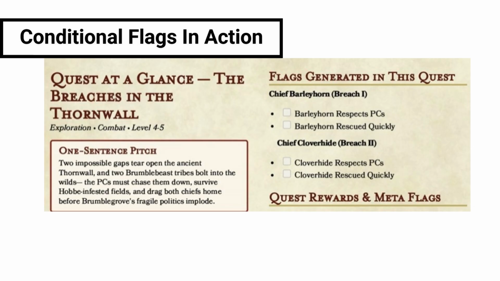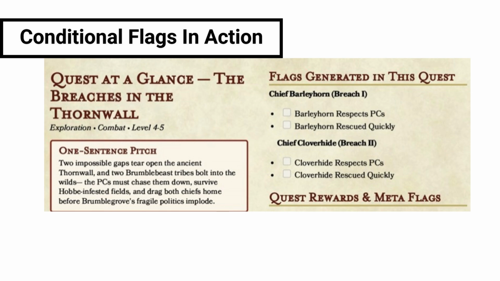The first quest of the three introduces several tracked variables. Importantly, none of them are final outcome variables. These are pipeline inputs. The flags generated here are Chief Barleyhorn respects the party, Chief Barleyhorn was rescued quickly, Chief Cloverhide respects the party, or Chief Cloverhide was reached quickly. These flags do not answer any of our end state questions. No leadership, legitimacy, or stability is established. They are therefore not allowed to exit the arc.